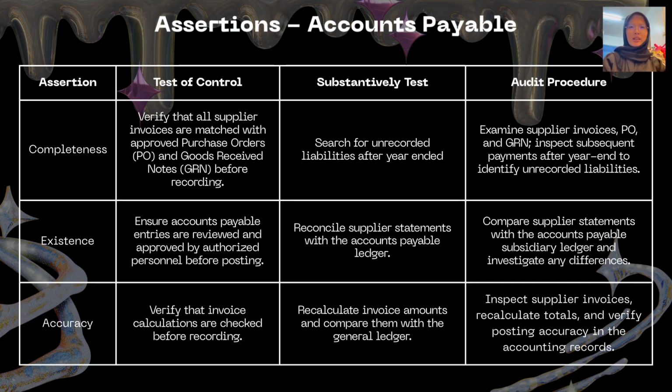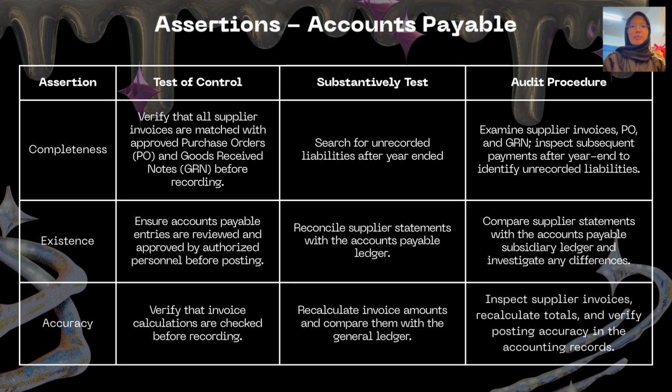Alright, next is existence. The objective here is to ensure that every liability recorded actually exists and is a genuine obligation of the company. In simple words, the auditor wants to make sure the company is not recording fake suppliers or imaginary invoices. For the test of control, the auditor checks whether the accounts payable entries are reviewed and approved by authorized personnel before posting. This approval process reduces the risk of fraud because unauthorized or fake invoices cannot simply be entered into the accounting system.